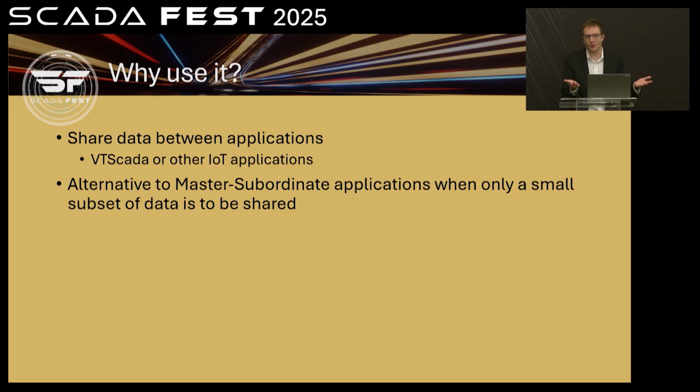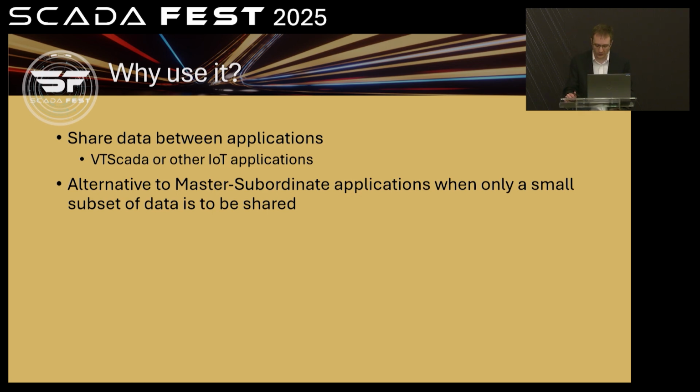Currently, like you said, master and subordinate applications are one way that you would do this. But when you do master subordinate, you end up usually getting all the tags from your other application available to you. And if you only care about, say, the energy values and not anything production-wise, it's a really rather heavy way to do this, because you're being sent all the data for that system instead of just the data you actually care about. So if you're thinking VT-SCADA to VT-SCADA, this is one of the applications for this.